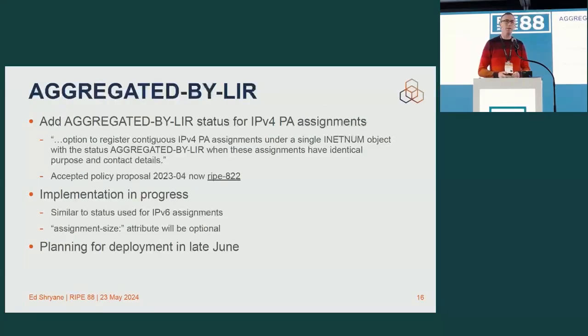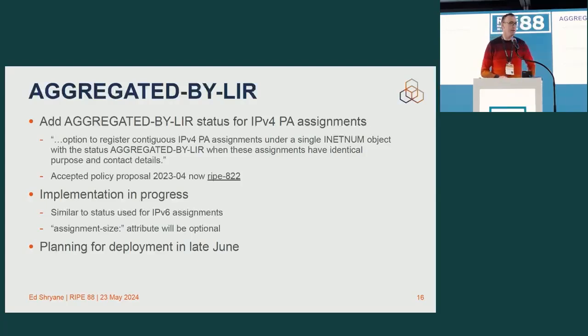Next up is a policy that's been approved recently, aggregated by LIR. This is a status that already exists for IPv6, for inet6num, but not for IPv4. So this is now an option for IPv4. Use aggregated by LIR in a similar way to inet6num. It's an accepted policy proposal.